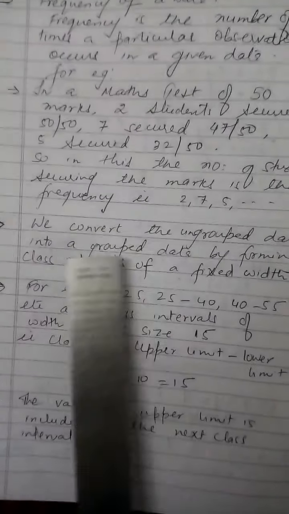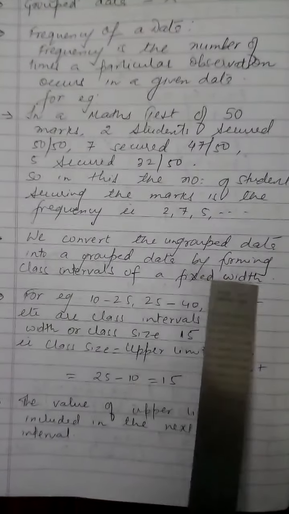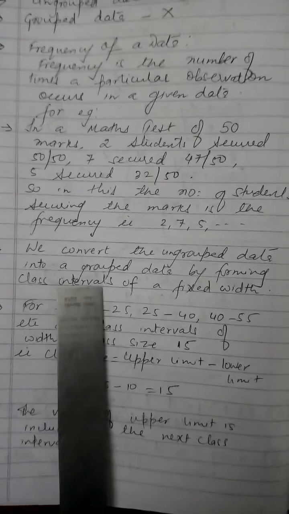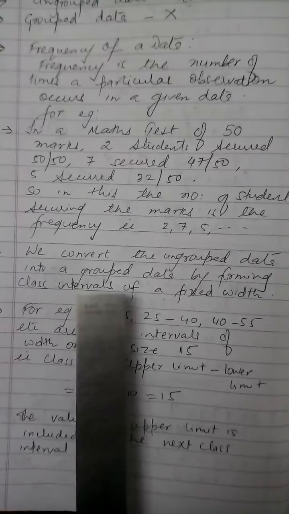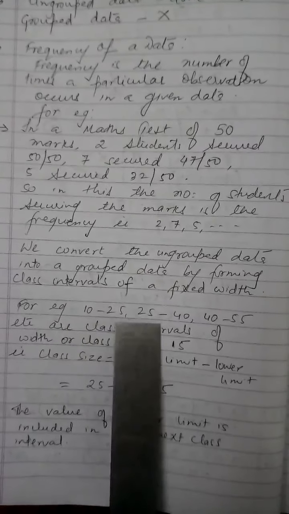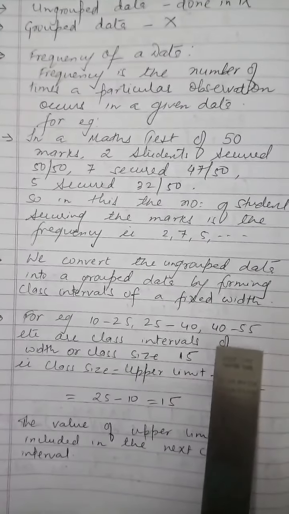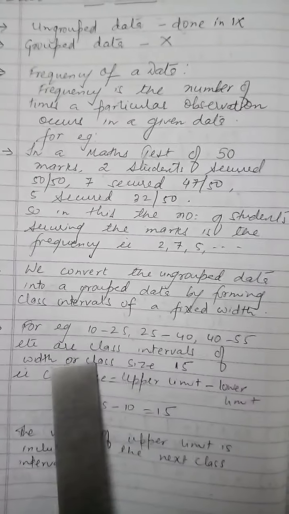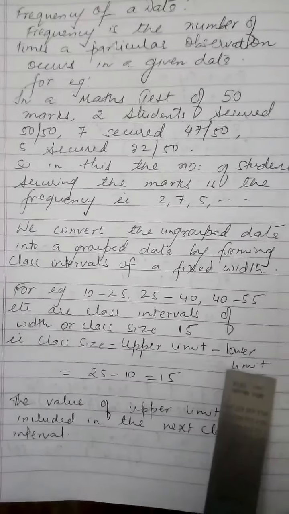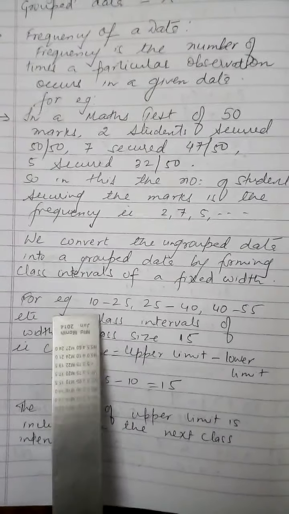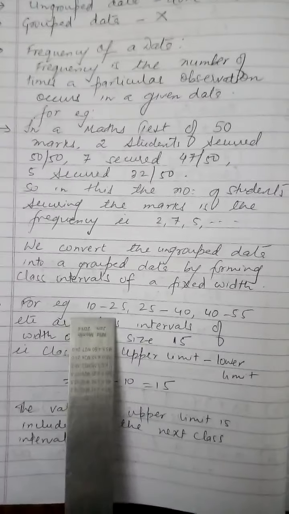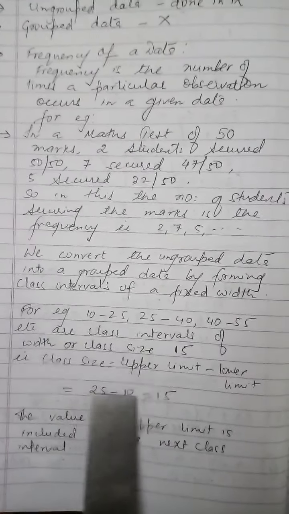When we convert the ungrouped data into a grouped data, we do so by forming class intervals of a fixed width. This fixed width is called the class size of the class interval. For example, if I take the class intervals 10 to 25, 25 to 40, 40 to 55, etc. Here, each class interval is of size 15. The formula to find the class size is upper limit minus the lower limit. So if I take the class interval 10 to 25, 10 is the lower limit and 25 is the upper limit. So we get the class size by subtracting 25 minus 10, that is equal to 15.